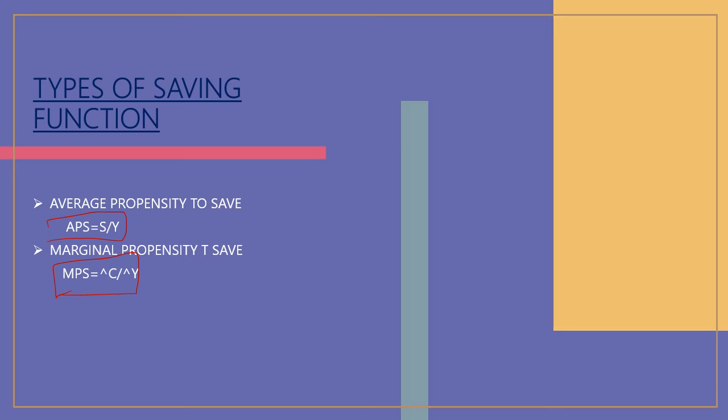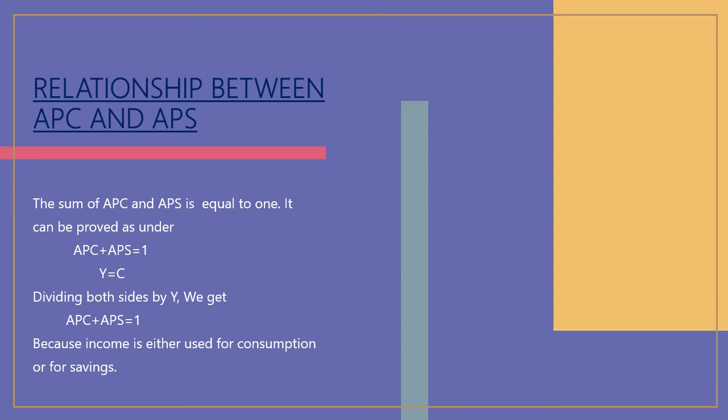I already explained you, total savings by total income, changes in savings by changes in income. This is the types of savings function. And the relationship between APC and APS, this is most important question. So relationship between APC and APS, average propensity to consume and average propensity to save, is always equal to 1. Okay. It can be proved by APC and APS, when your income is equal to consumption, see, your income is equal to your consumption. Okay, so you have to divide both sides by income, you will get a consumption or savings. Okay, so this is called as APC plus APS is equal to 1.